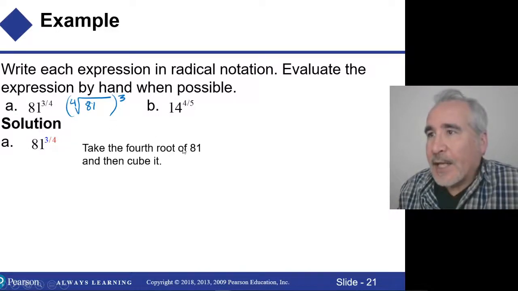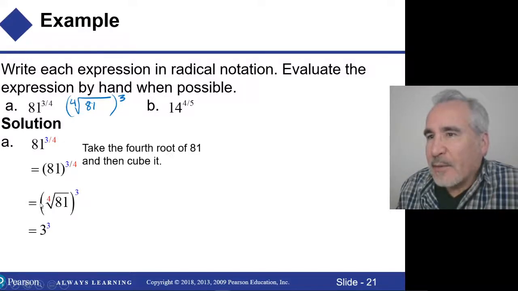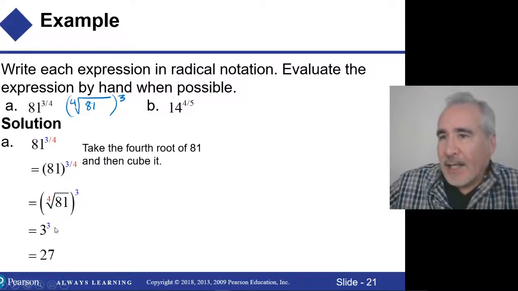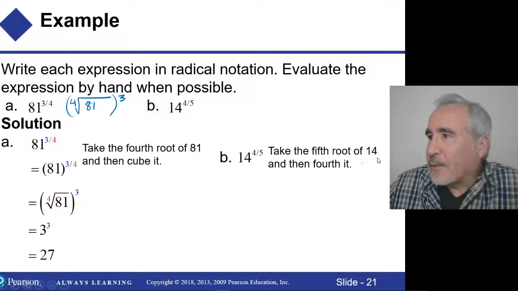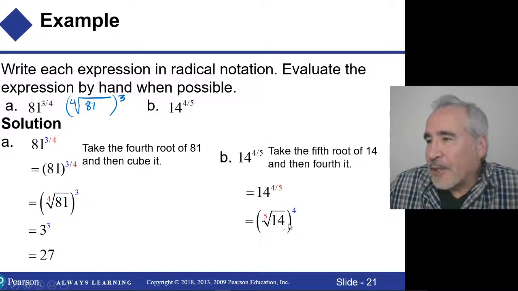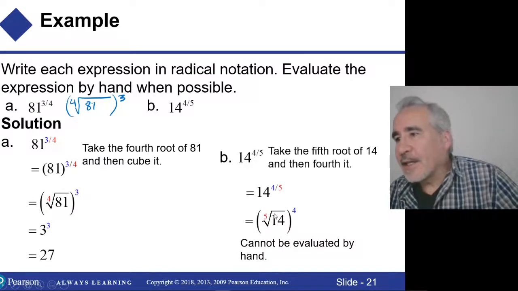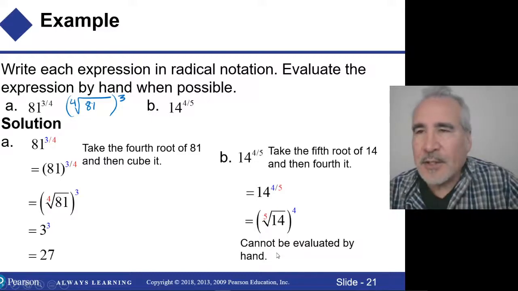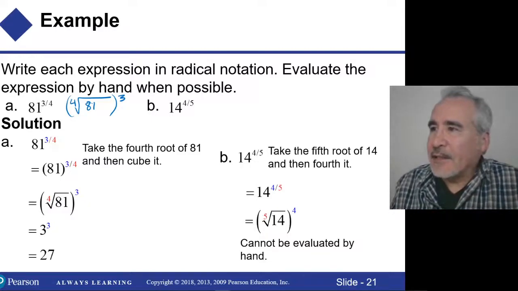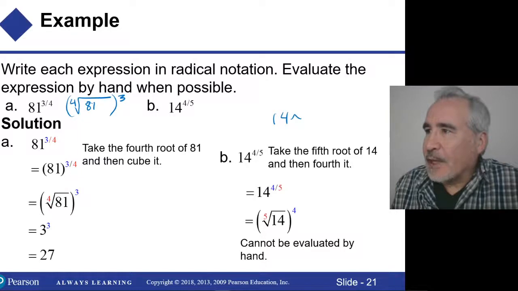Take the 4th root of 81 and then cube it. So they kind of went a long roundabout way, the way we did that, and then they get to 27. Now on this one, we're going to do sort of the same thing, 14 to the 4/5 power. You could take 14 to the 4th power first, or take the 5th root of 14 and then raise it to the 4th. The 5th root of 14 cannot be evaluated by hand, right? So just put it in a calculator. If you need to do it, just go ahead and put in 14 raised to the 4/5 power into a calculator, and you'll get your answer.